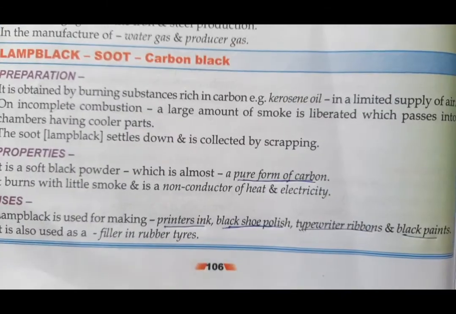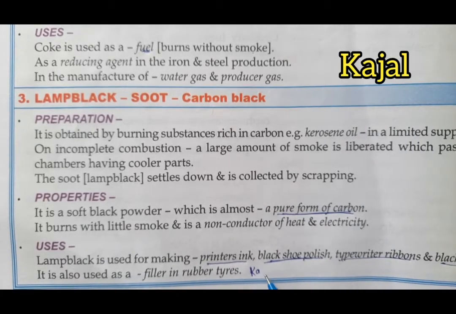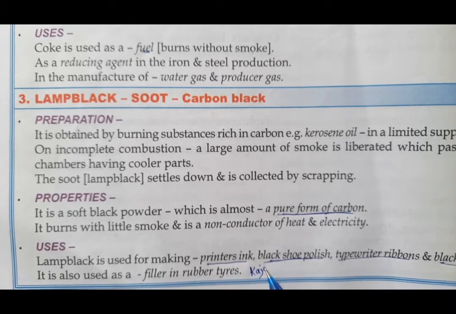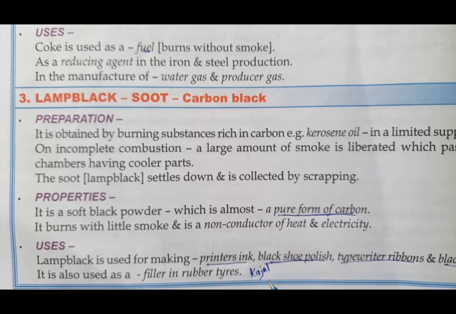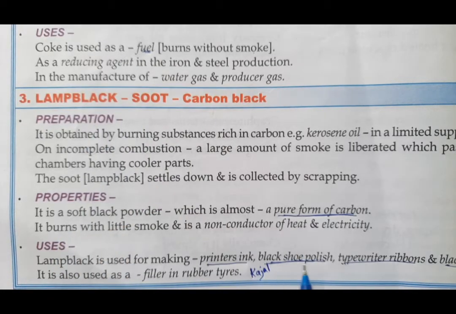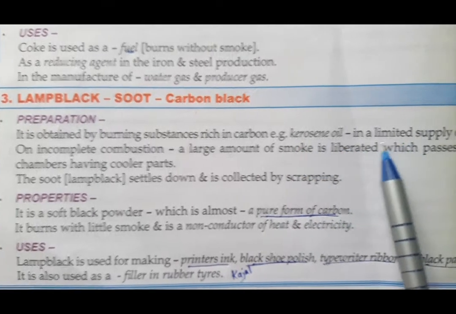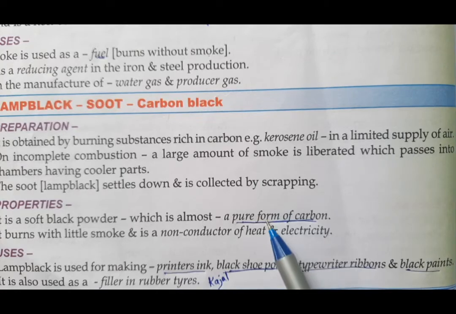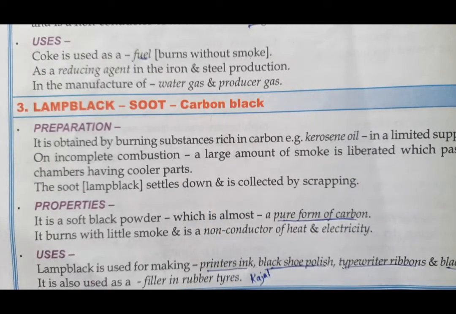One more thing, it is not mentioned here, it is even used in kajal. Usually girls put it on the outer area of the eye, and that is called kajal, and kajal is also lamp black or soot. So it is used in shoe polish, kajal, printer's ink, typewriter ribbons and even in pens. It is prepared from kerosene oil in a limited supply of air, and it is the purest form in case of amorphous. Hope you understood till here.